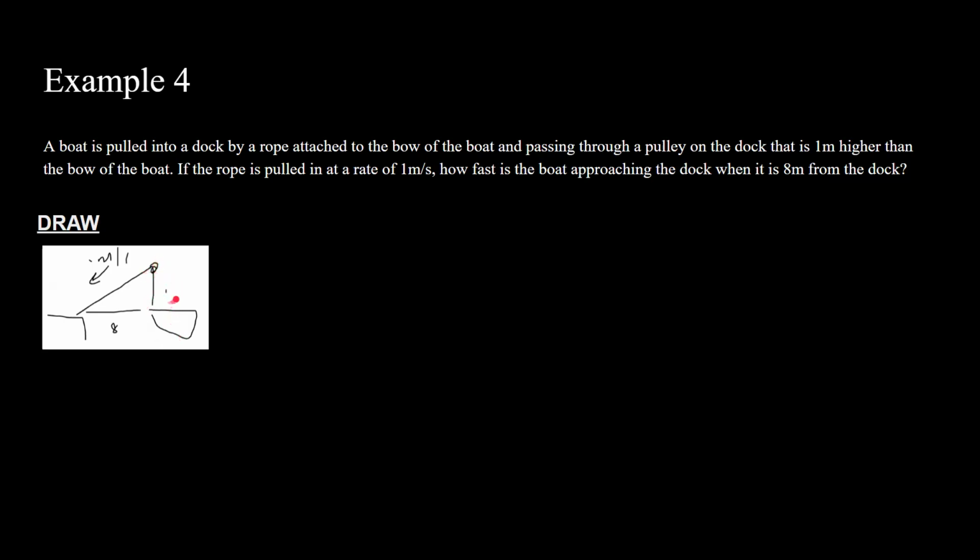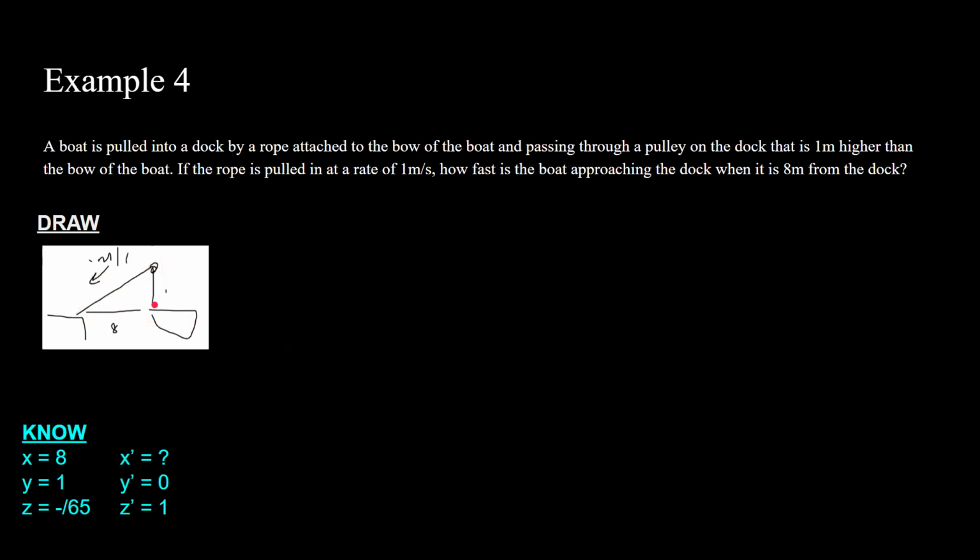That's a terrible one, but it's 1 meter higher. The distance here is 8. This is the dock. This is the rope. So the hypotenuse is a rope. Keep that in mind. What do we know? We see a triangle right here. I hope you can see that.